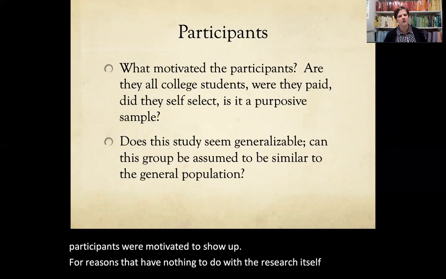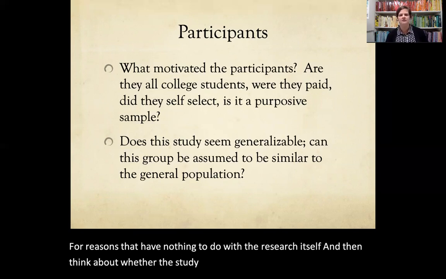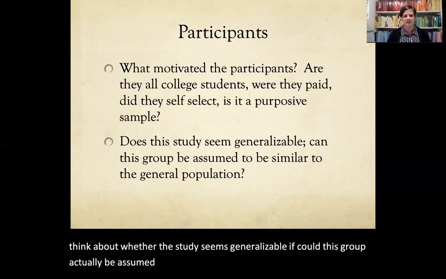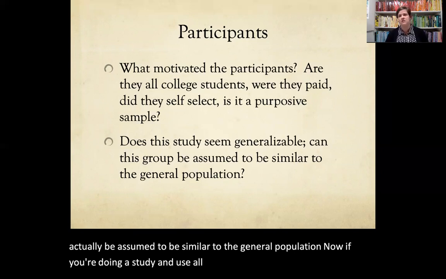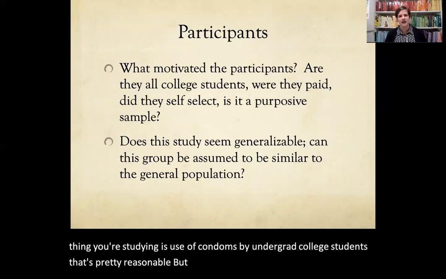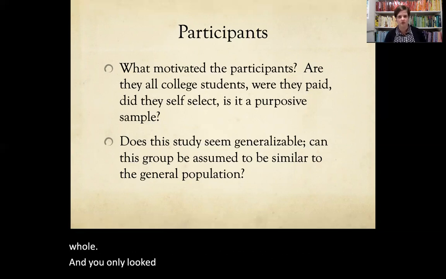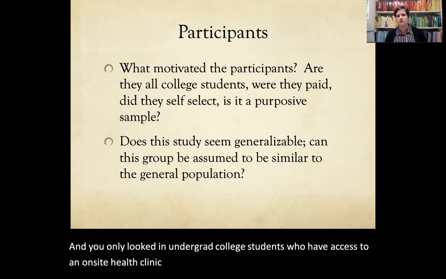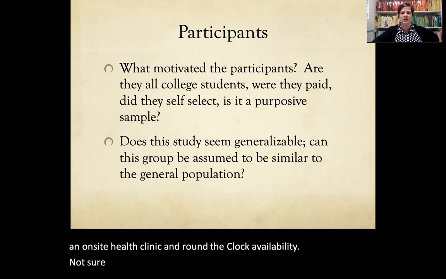And then think about whether the study seems generalizable. Could this group actually be assumed to be similar to the general population? Now, if you're doing a study and you use all undergrad college students, and the thing you're studying is use of condoms by undergrad college students, that's pretty reasonable. But if you were looking at condom use as a whole, and you only looked at undergrad college students who have access to an on-site health clinic and round-the-clock availability, I'm not sure how much you could generalize that study.